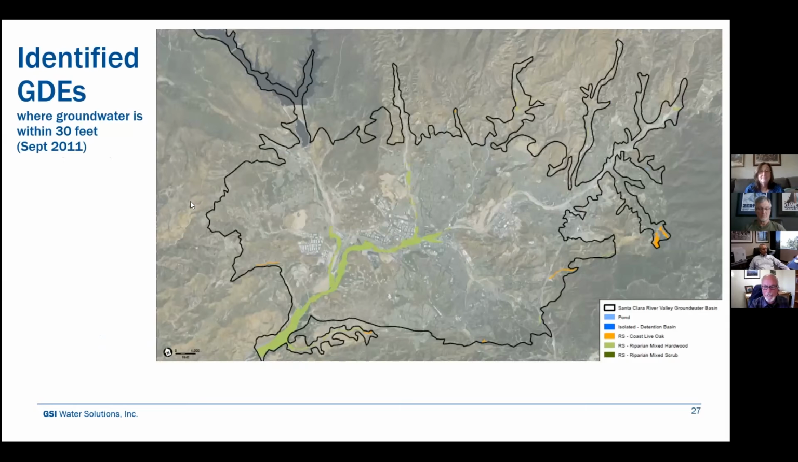So I'm just going to briefly cover a couple of things to put some visualization in mind. This map is not ideal. We've got some Google Earth files that we can share with anyone who's interested. What you see here in the green are the actual mapped GDE locations, and likewise in orange, where groundwater has historically been within 30 feet of ground surface. This is the key area that we're concerned about, that you see in the green.